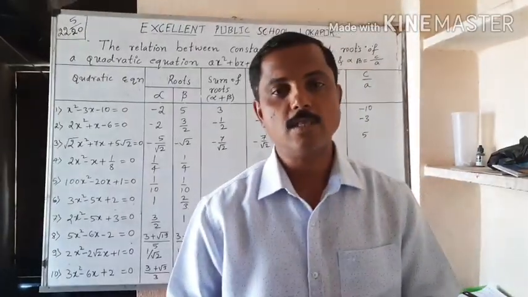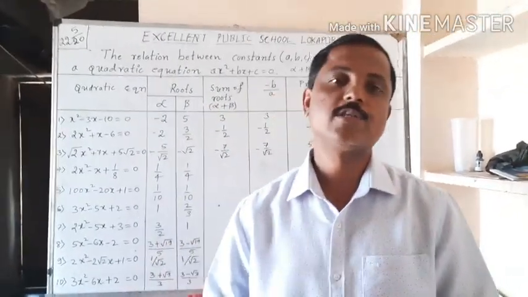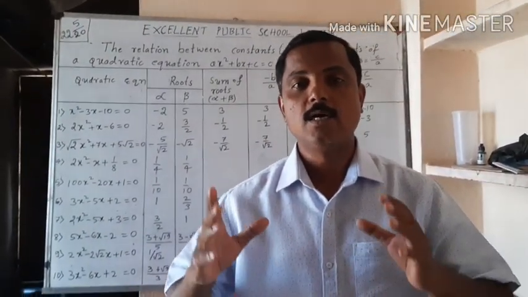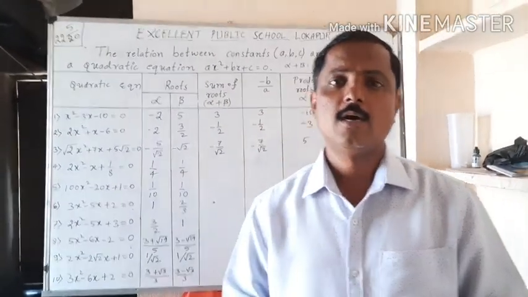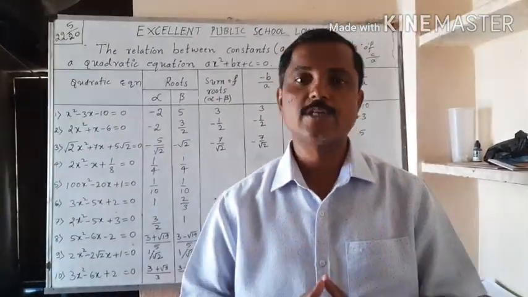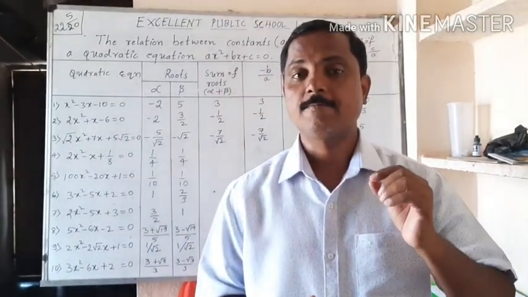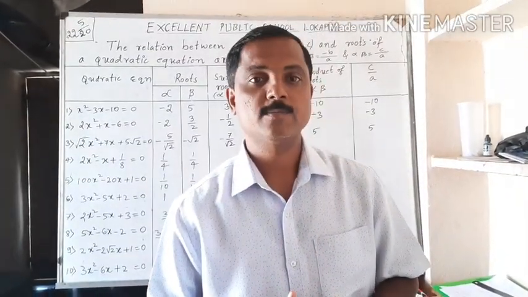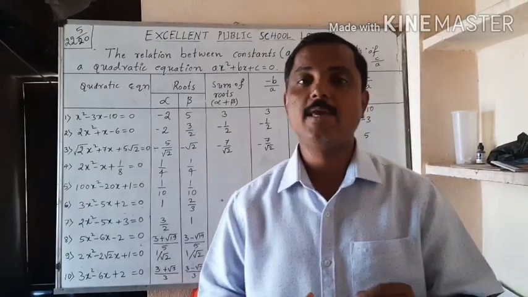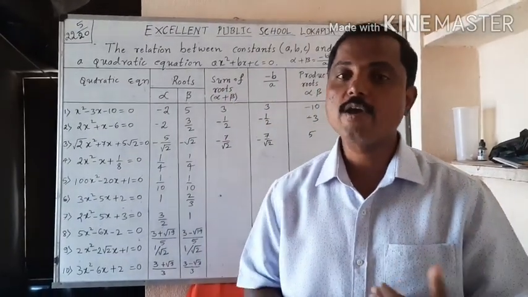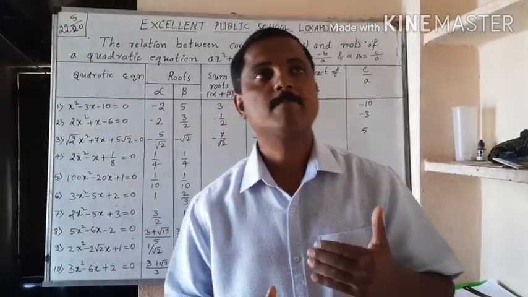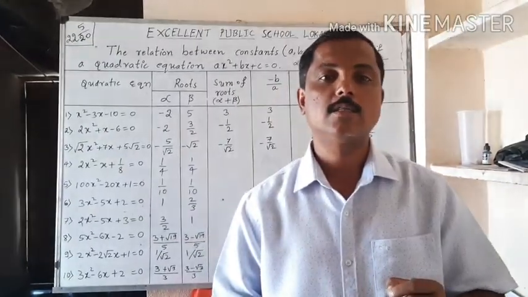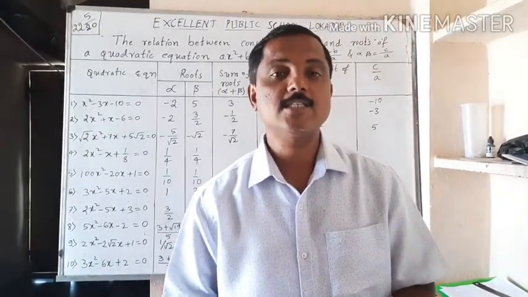Yesterday we have learnt about the discriminant of a quadratic equation and its uses. Today let us learn about the relationship between the roots of the quadratic equation and the constants a, b, c of the quadratic equation. The constants a, b are also called the coefficient of x square and the coefficient of x, and c is called the constant term. Okay, let us start the session.